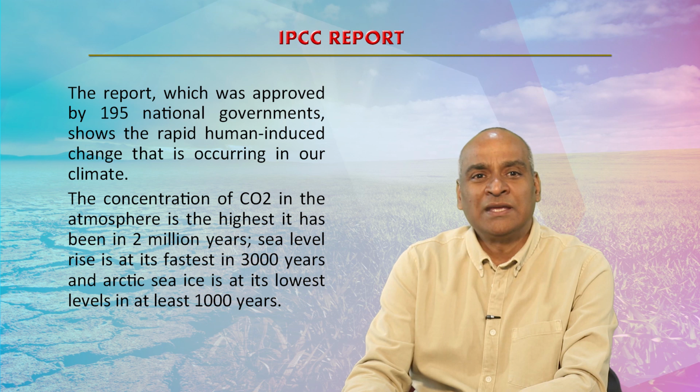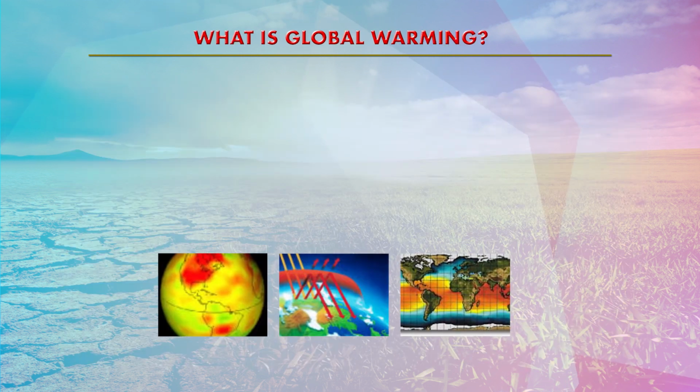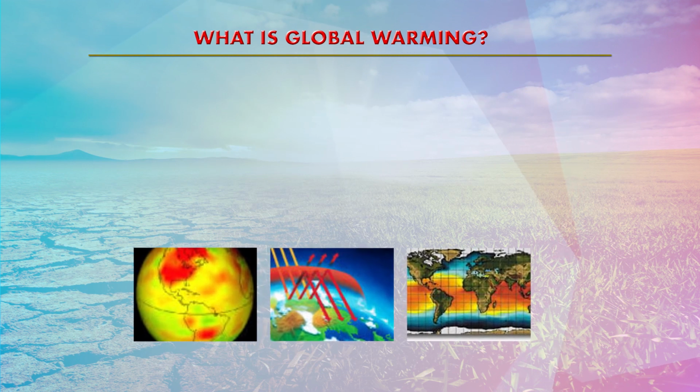the last 1000 years. You can see this source we have taken from the IPCC report, which says carbon dioxide concentration is highest in at least the last 2 million years. Sea level rise is fastest in at least the last 3000 years. Antarctic sea ice area is lowest in the last 1000 years, and there is retreat of glaciers unprecedented in the last 2000 years.